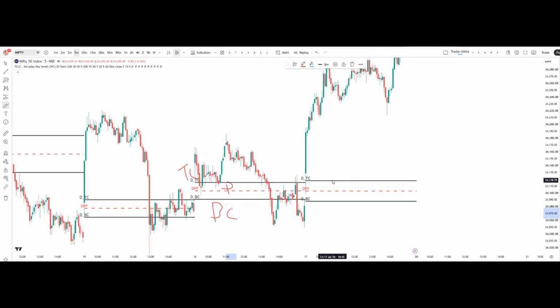Again the same for 17th July also. This is the TC, this is the pivot point, and this is the BC. So today's CPR and yesterday's CPR are the same, and the pivot point of today and yesterday is also the same. So this is called the same day CPR.